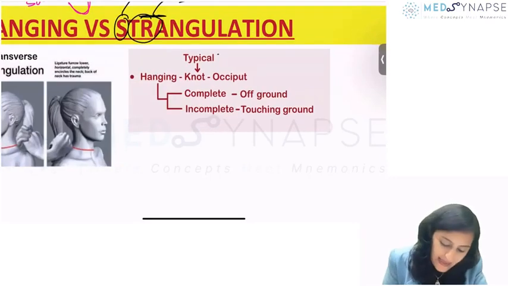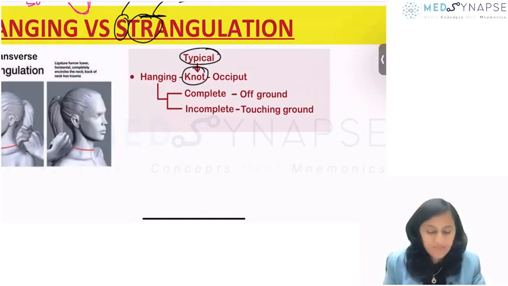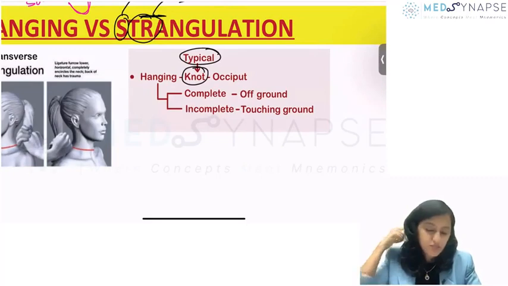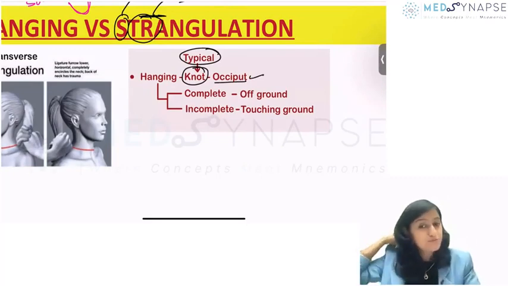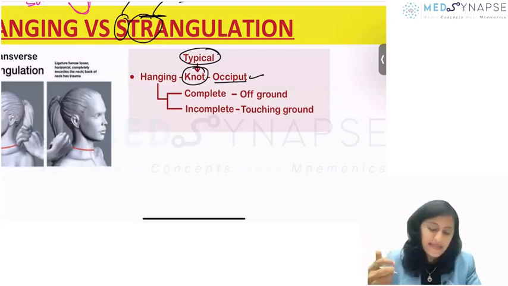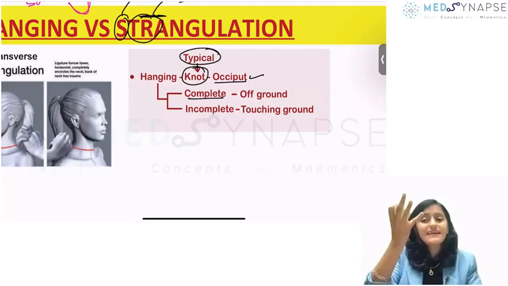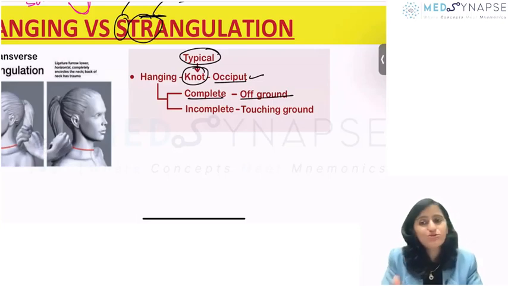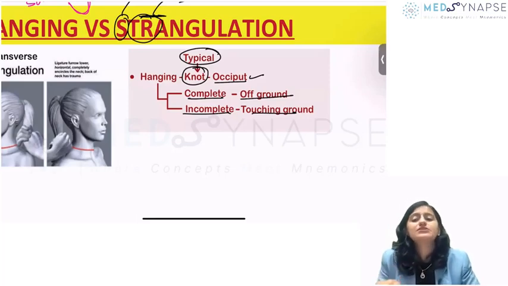The typical hanging is based on the knot position. If it is at the occiput, it is typical. Otherwise, it is atypical. Complete hanging means it is off the ground. The entire body is off the ground. Incomplete means some part is touching the ground.